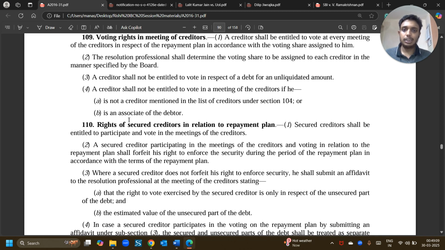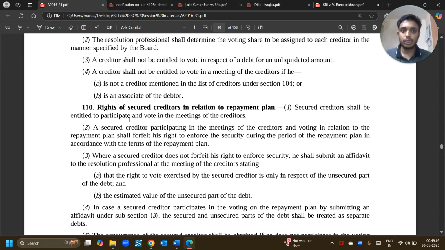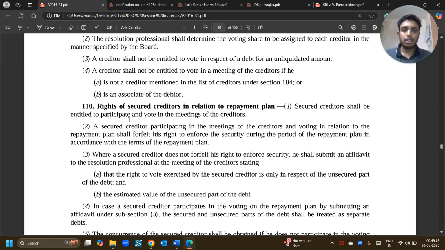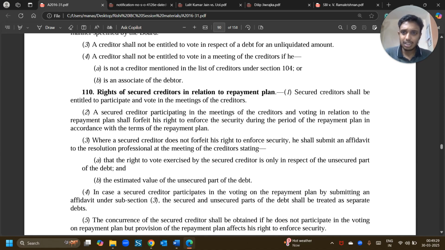Subsection 2 says the RP shall determine the voting share to be assigned to each creditor in the manner specified by the Board. Subsection 3 says the creditor shall not be entitled to vote in respect of a debt for an unliquidated amount. So here, only if you have a specified amount can you vote, right? Otherwise, you would not have voting rights. Subsection 4 says the creditor shall not be entitled to vote if he, A, is not a creditor mentioned in the list, or B, is an associate of the debtor. So here again, that aspect has to be looked into by the RP.